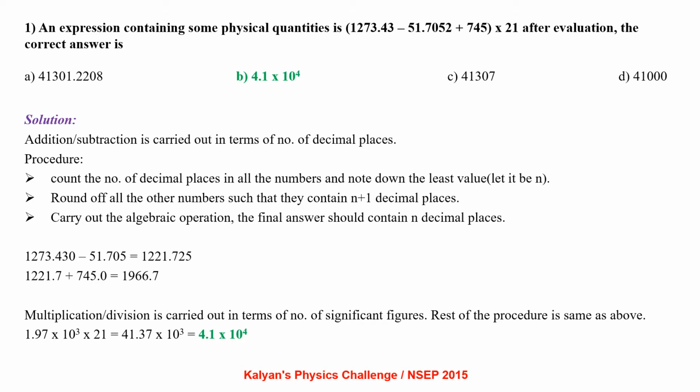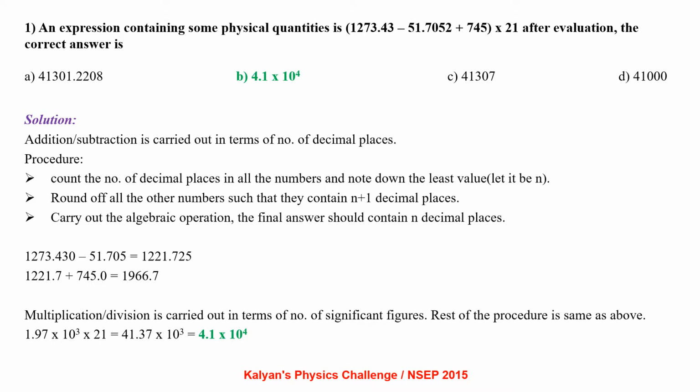So 1273.430 minus 51.705 equal to 1221.725. 1221.7 plus 745.0 gives you 1966.7. Multiplication and division is carried out in terms of number of significant figures.